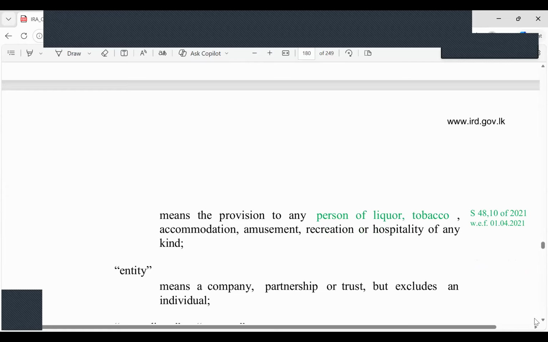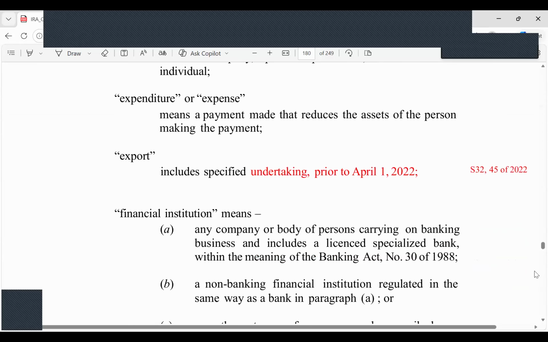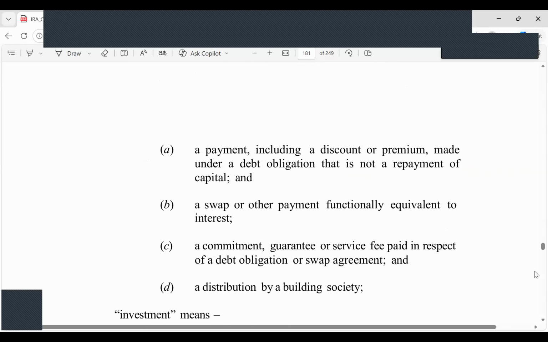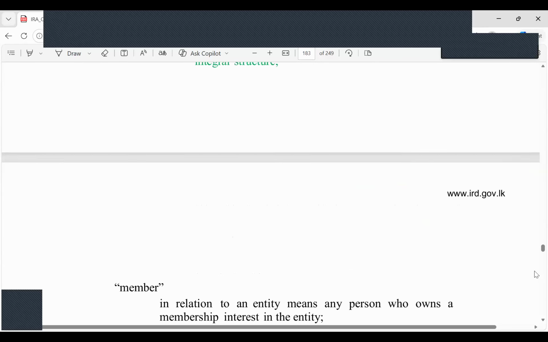So liquor and tobacco were included, substituted for that food and beverage. So now it is liquor and tobacco, accommodation, amusement, recreation, or hospitality of any kind. So this kind of expenses we call entertainment expenses. So that is also not allowable as a deduction. Then we can move to section 197, because the domestic expenses are provided in section 197.